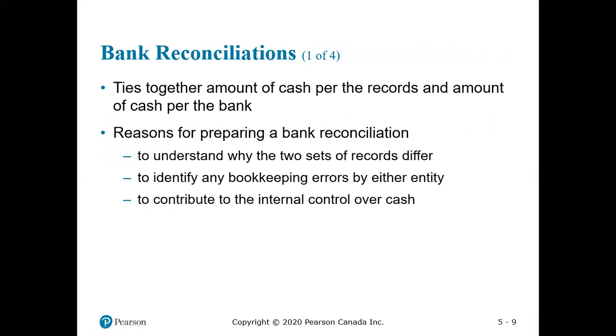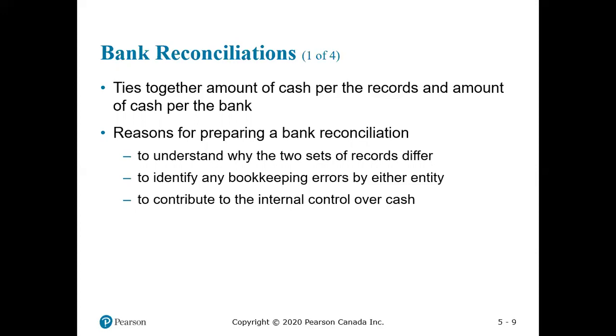So bank reconciliations. Bank reconciliations tie together the amount of cash per the records, so the general ledger or the books, and the amount of cash per the bank, so what's in the actual bank account. So what are the reasons for preparing a bank reconciliation? To understand why the two sets of records differ, to identify any bookkeeping errors, and to contribute to the overall internal control over cash.